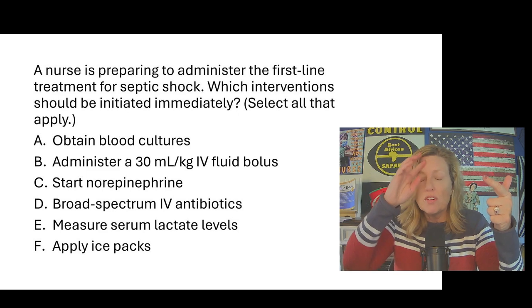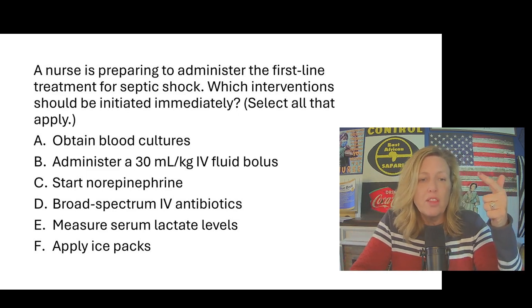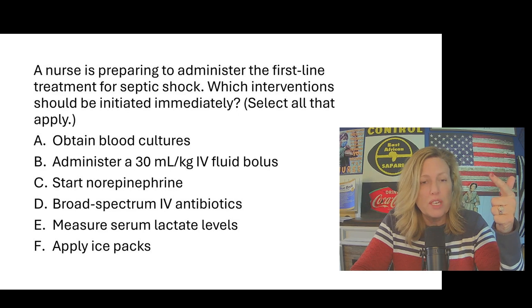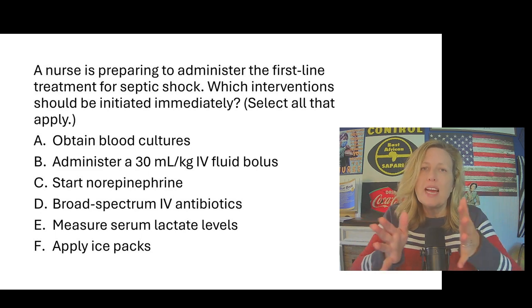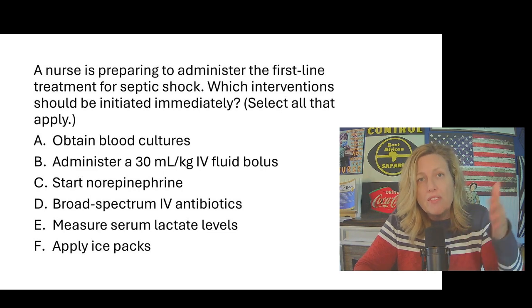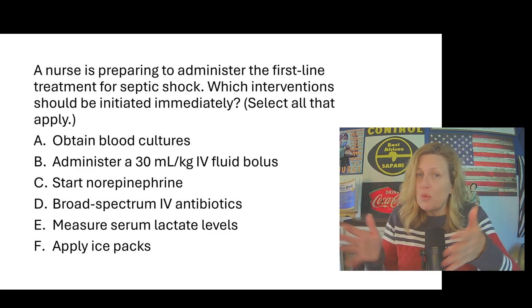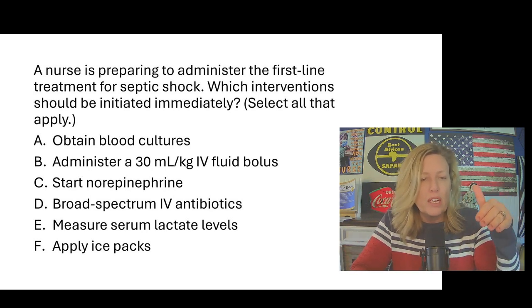Yes, that goes in the first hour, and we usually want to get it in as quickly as we can. The way you calculate that aggressive fluid bolus is 30 mils per kilogram, so it can be quite a bit of fluids. Start norepinephrine. Do we start norepinephrine? Norepinephrine is a vasopressor, and it's actually only used if the fluid bolus doesn't work. So in that first hour, norepinephrine is not first line. It's often used because we want to vasoconstrict, but we have to see if the fluid bolus works first. So no, we're not going to do C.